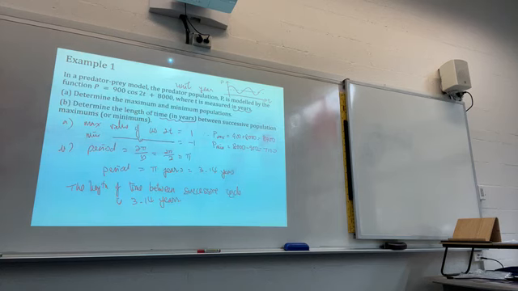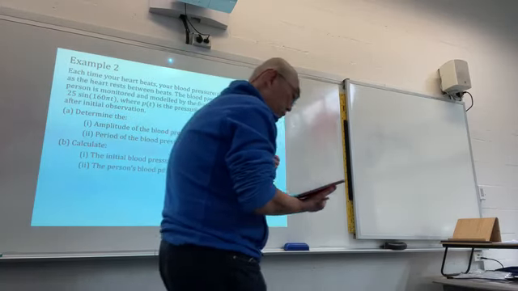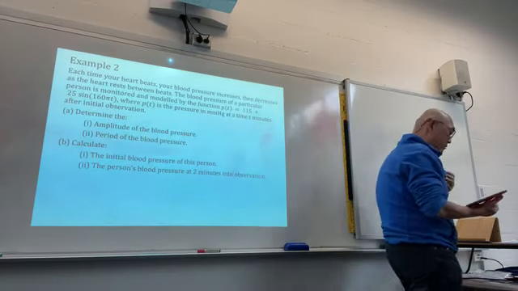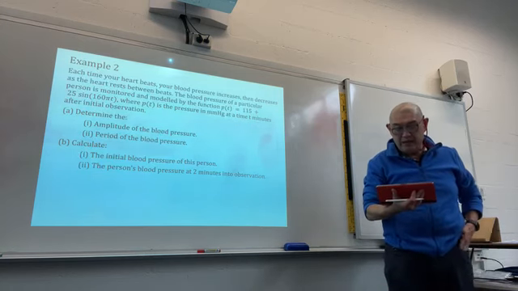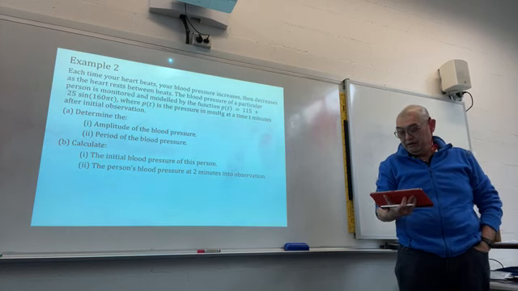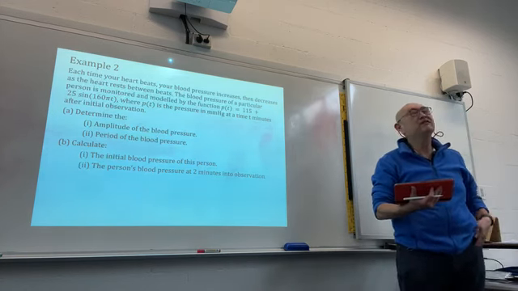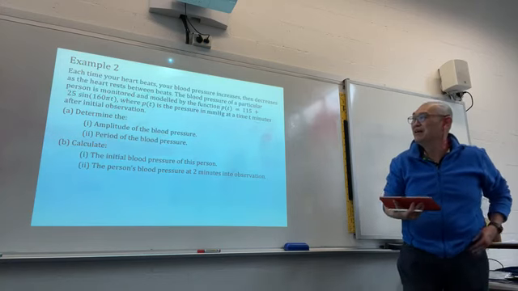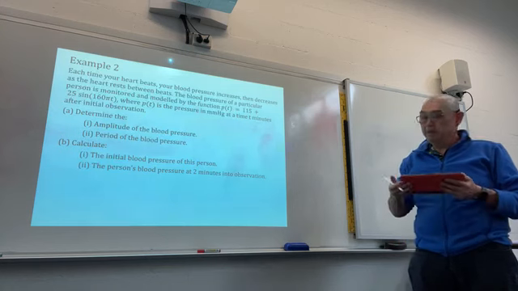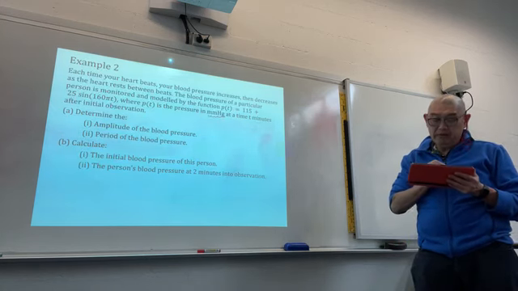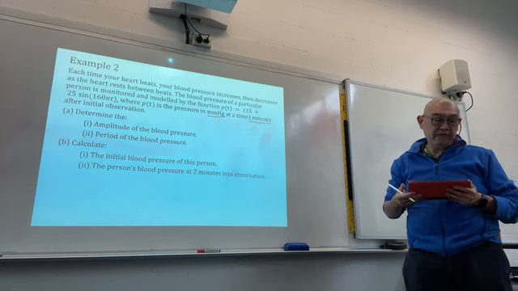Alright, let's go to the next question. Example 2. Each time your heart beats, your blood pressure increases and then decreases as the heart rests between beats. The blood pressure of a particular person is monitored and modeled by the function P(t) equals 115 plus 25 sine 160 pi t, where P(t) is the pressure in millimeters of mercury and t is the time in minutes after initial observation.